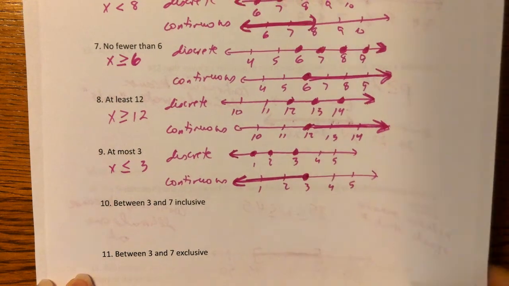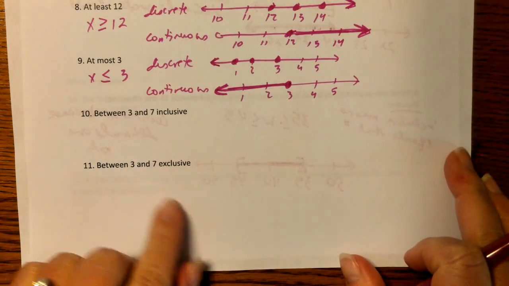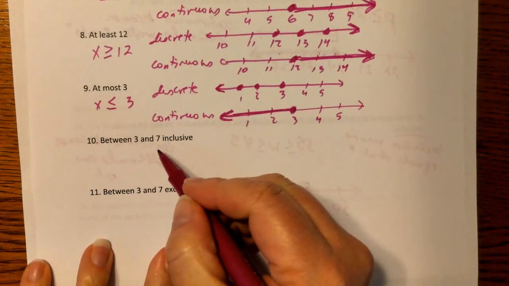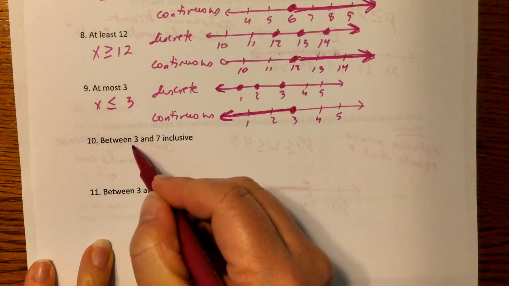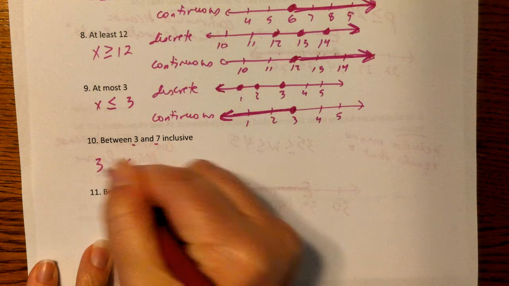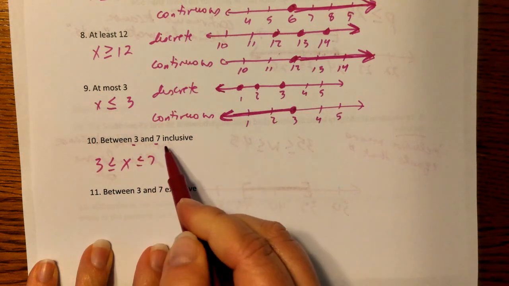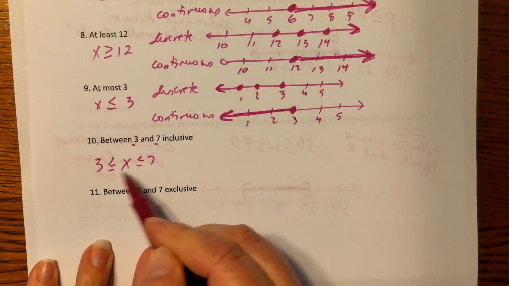10 and 11 are very similar. Okay, they both say between 3 and 7. But notice number 10 says inclusive. Inclusive means include the number 3 and 7. So this is one of those sandwich ones. X is sandwiched in between 3 and 7. Inclusive means it can equal the 3 and the 7.